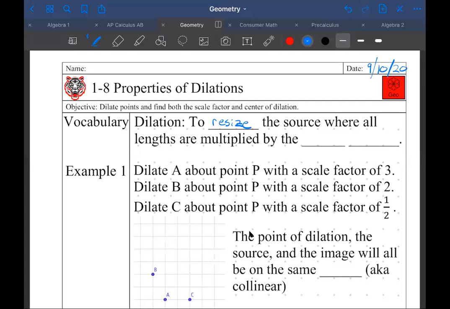Computer, don't have a heart attack on me. There it goes. So all the lengths are just multiplied by something that's known as the scale factor. It's just a number. Maybe the scale factor is 2. It just means, hey, multiply all the lengths by 2. It's just some number.